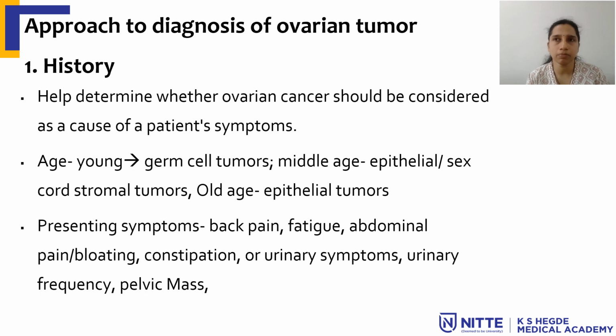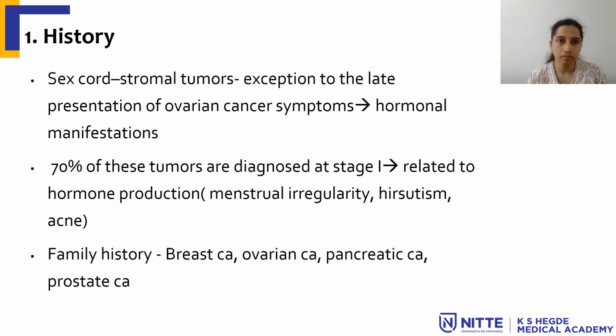So presenting symptoms of ovarian tumor or gynecological malignancies can be vague. They include back pain, fatigue, abdominal pain or bloating, constipation because of pressure over the colon, or urinary symptoms, urinary frequency, or she can present with a pelvic mass.